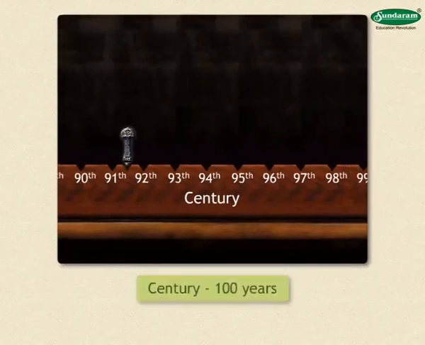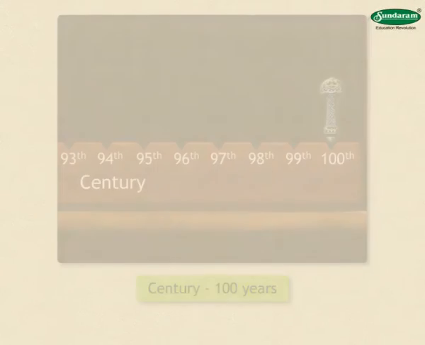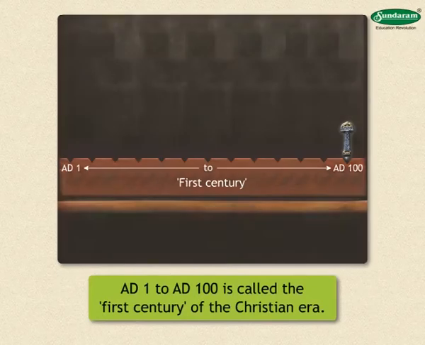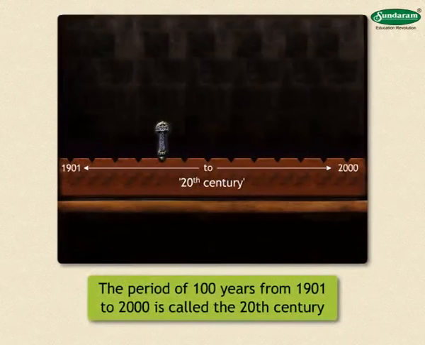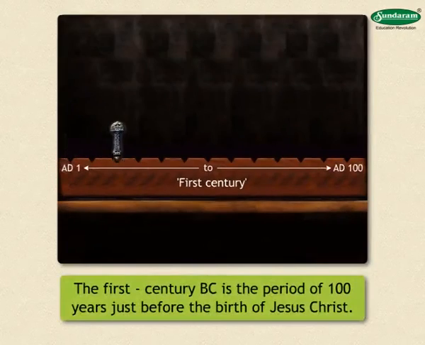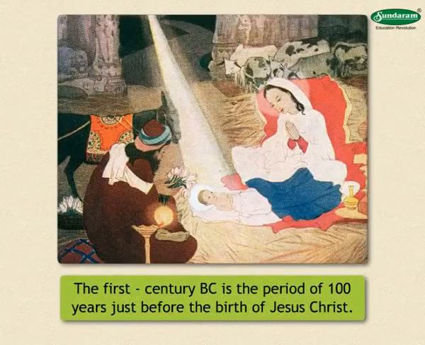When we refer to historic periods, we often mention centuries. The word century stands for 100 years. The period from AD 1 to AD 100 is called the first century of the Christian era. The period of 100 years from 1901 to 2000 is called the 20th century. The first century BC is the period of 100 years just before the birth of Jesus Christ.